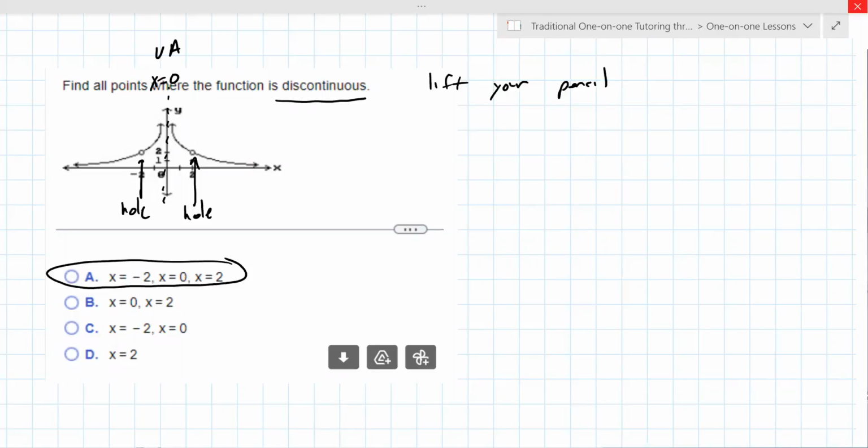All right, I am back, and the next problem here is some sort of another discontinuous thing here.